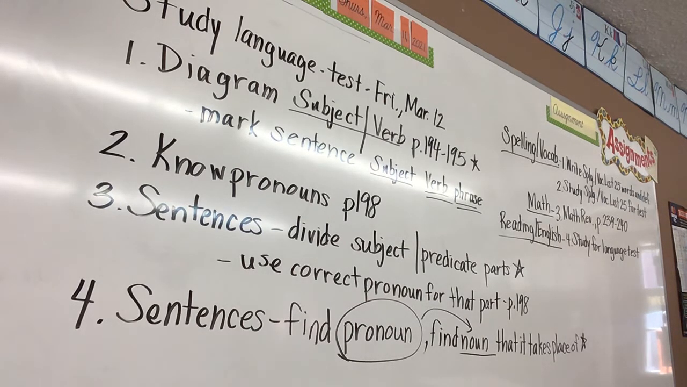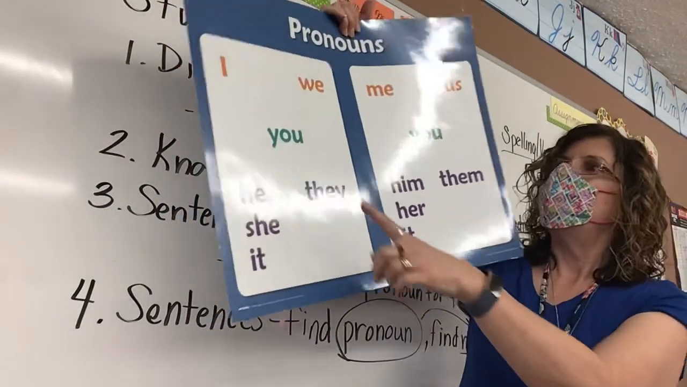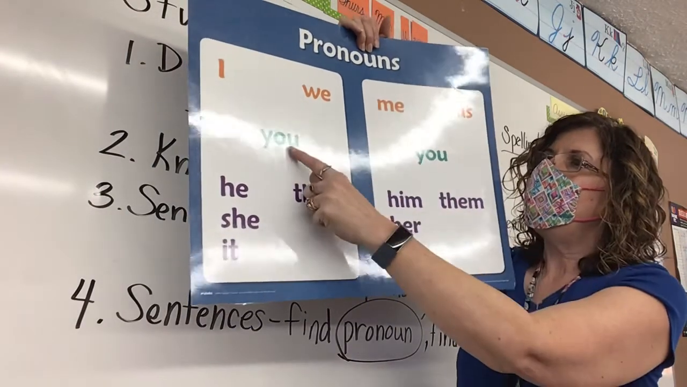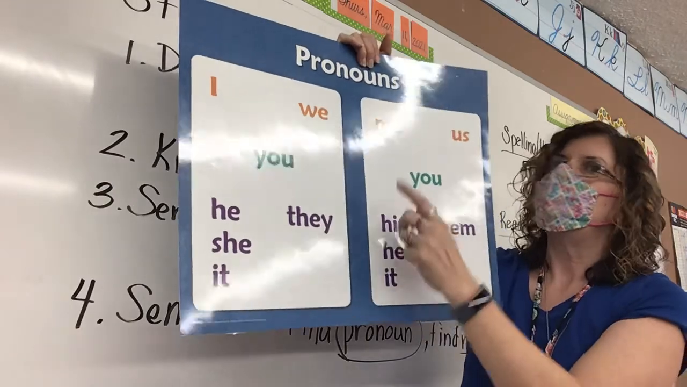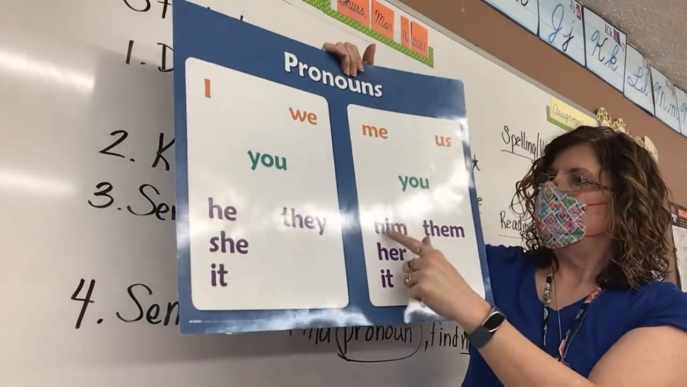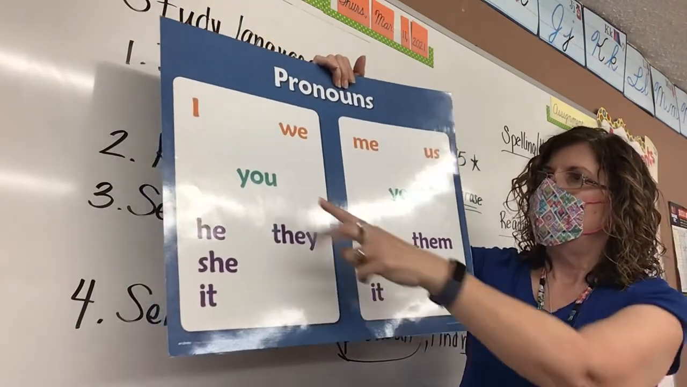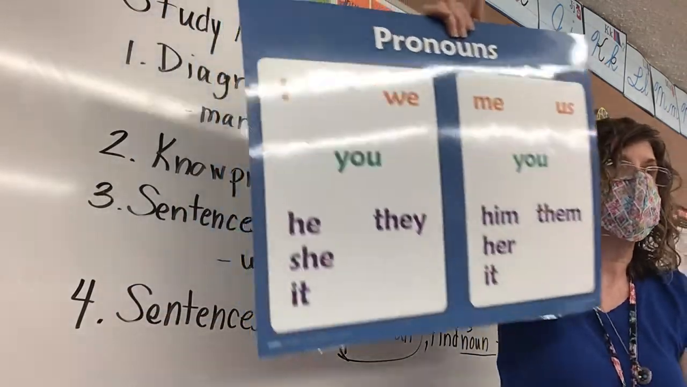Why don't we look at the chart right before we start this? Let's look at the chart one last time. Alright, so I'm going to hold the chart up. Our pronouns, the subject side, these are used for the subject: I, you, he, she, it, we, you, they. And then the predicate part of the sentence would be me, you, him, her, it, us, you, them. Remember the word you and the word it is for both subject or predicate.